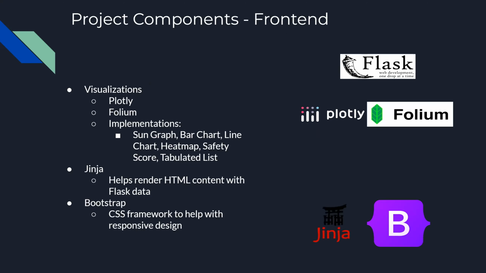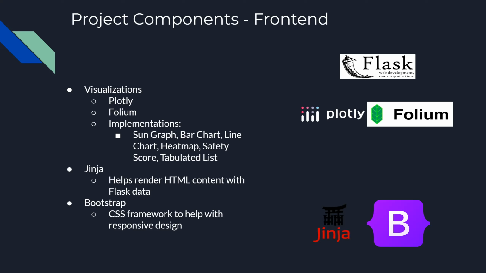For the front end, we used help from different packages so we could easily represent the data we collected. Through Plotly, we were able to generate charts such as sun graphs and line graphs. In order to generate different kinds of maps, such as heat maps, we used Folium to help visualize the density of crime in specific parts of the city.